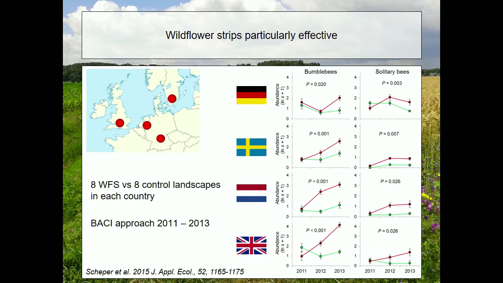So it seems logical that directly enhancing flower resources by sowing flowers is particularly effective. And this is exactly what we found in a large-scale field study. In 4 countries, we used a BACI design, and here you have the control field margins for bumblebees and solitary bees, and in red you have the wildflower strips. And in all countries, after 1 or 2 years, these flower strips result in higher densities, higher richness of bees.